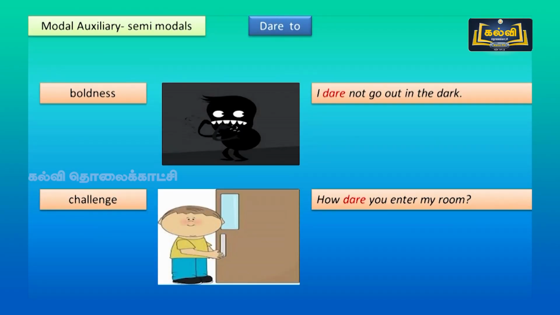Let's come to how to use dare to. Dare to is used to express boldness and challenge. Look at the picture. Can you see anything? Right. Yes. Dare, boldness. I dare not go out in the dark. So, in this kind of situation, you can use dare to show the boldness. Right. Coming to the next picture. Yes. How dare you enter my room? Challenge. Okay. So, we have learned all the 4 types of semi-modal: ought to, used to, need to, and dare to.